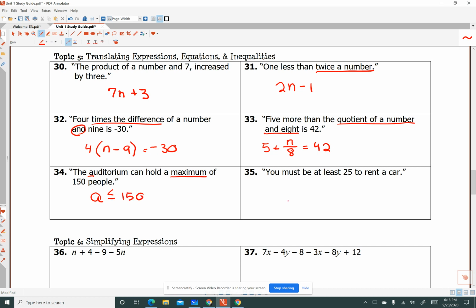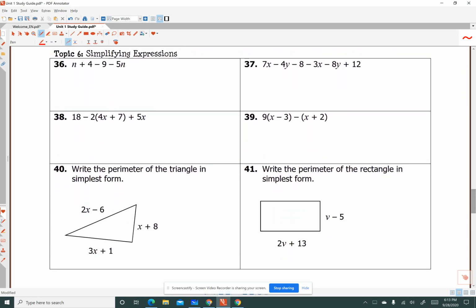You must be at least 25 years old, I imagine they mean, to rent a car. So age, I'll use A again. 25 is okay, so we can include 25. So age must be greater than or equal to 25.